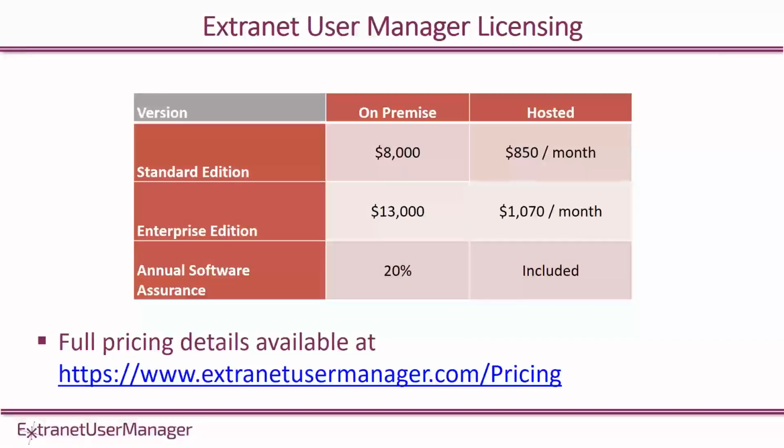The 8 or 13,000 is a US dollar perpetual license, so that's a pay once price, and then there's a 20% annual software assurance. That gives you updates to the product, but it also gives you rights for dev and test licenses. You don't need to purchase additional licenses for your dev and test environments. If we run it for you, it's either $850 or $1070 a month USD. That, of course, includes all your software assurance and updates and everything from that point of view, because that's a fully managed experience. All the pricing details are up on our site.